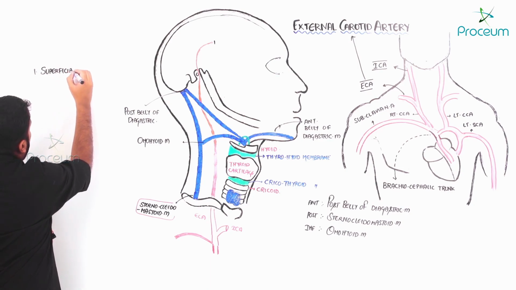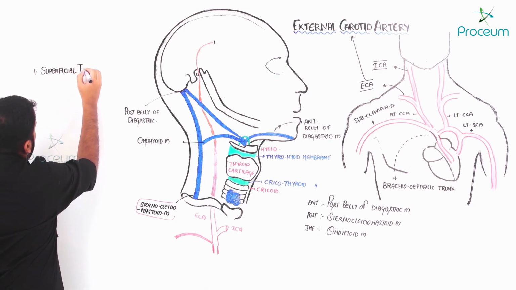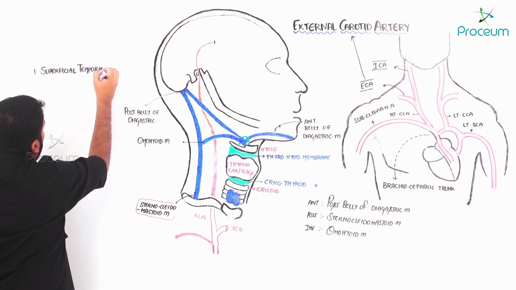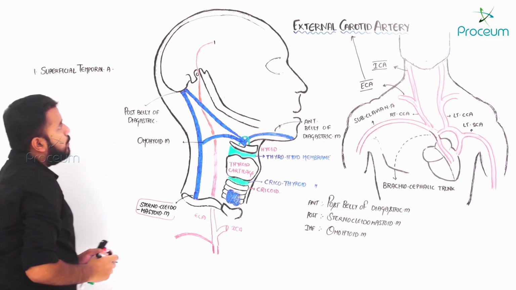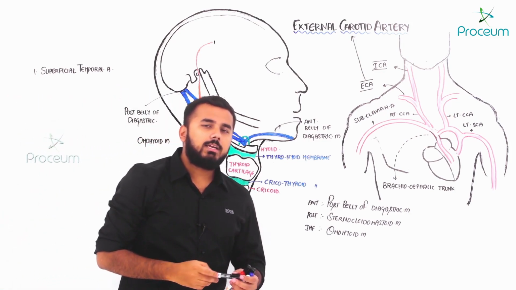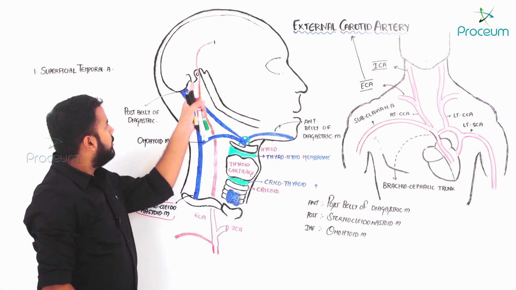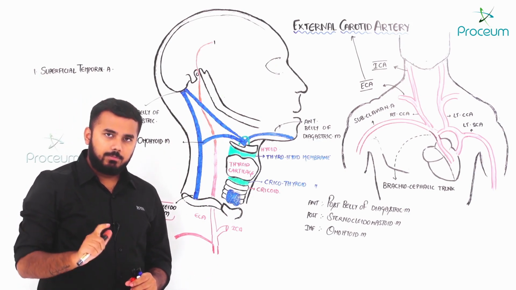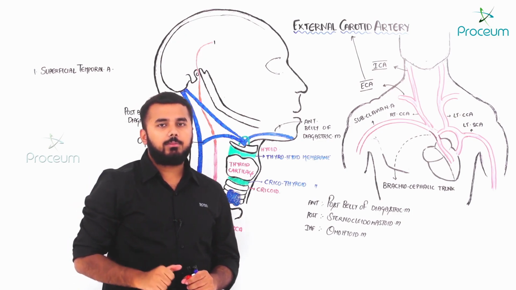superficial temporal artery. That is called the superficial temporal artery. So can I tell you that this is the first branch of your external carotid artery? Yeah, the first branch of the external carotid artery is the superficial temporal artery.